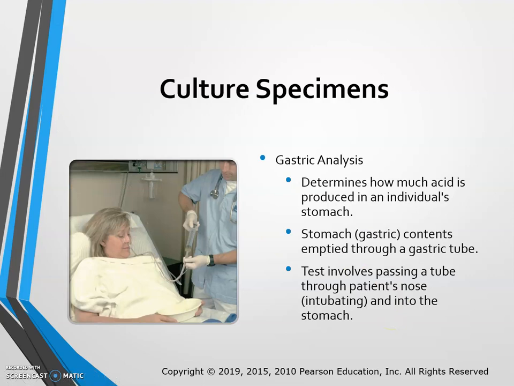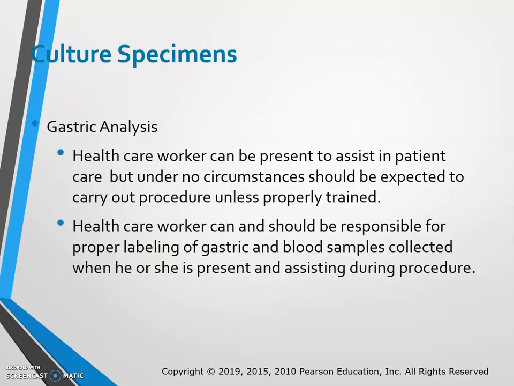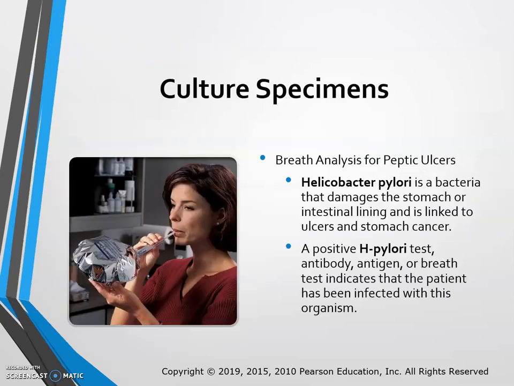Gastric analysis, performed by a nurse or physician, is to determine how much acid is produced in an individual's stomach. The stomach's gastric contents are emptied through a gastric tube, which is passed through the nose and down into the stomach. The healthcare worker can be present to assist in the patient care, but not under any circumstance should be expected to carry out the procedure unless properly trained. The healthcare worker can and should be responsible for proper labeling of gastric and blood samples collected when he or she is present and assisting during the procedure.